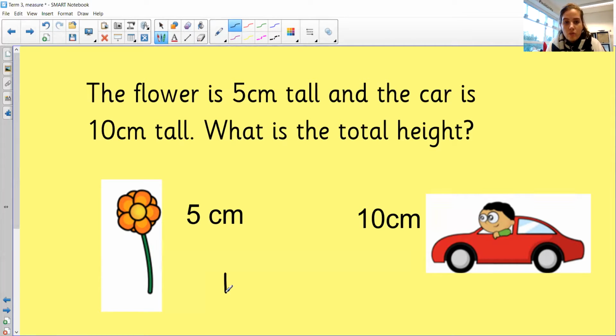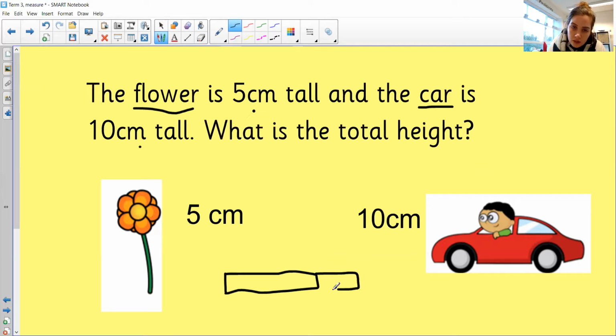So we've got our flower is one part and our car is another. And we know that there's 5 and 10. And we are adding together, aren't we? We're adding together. So let's do this for 10. So you've got 10. Pause if you want to have a go at this before I do it. And 5. And what have we got to do? We can work out the total with these added together.